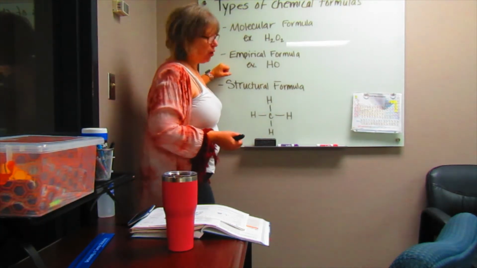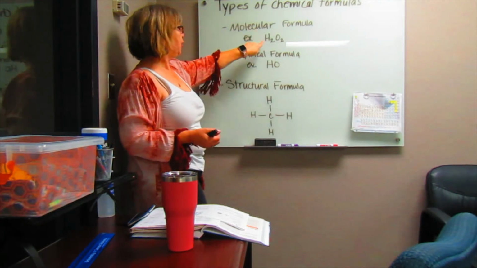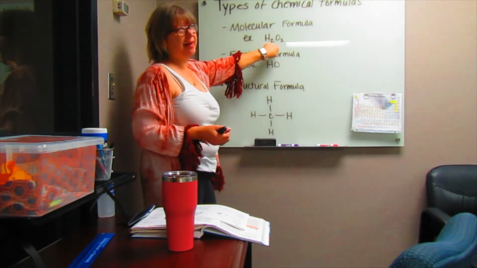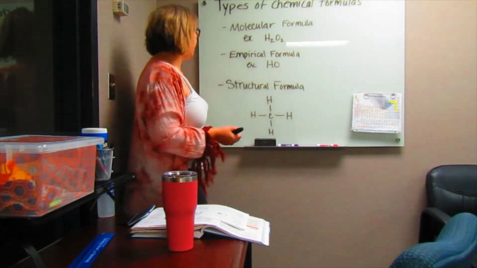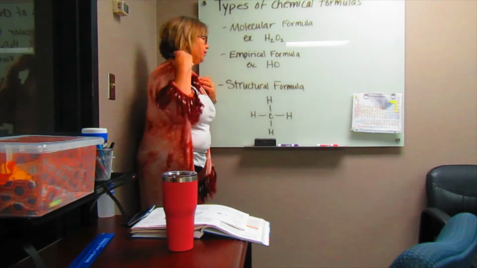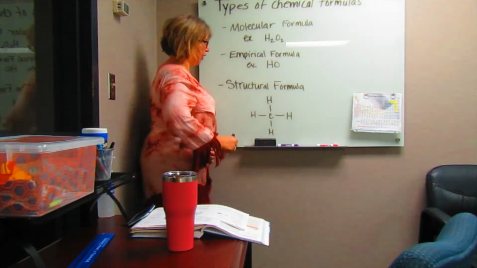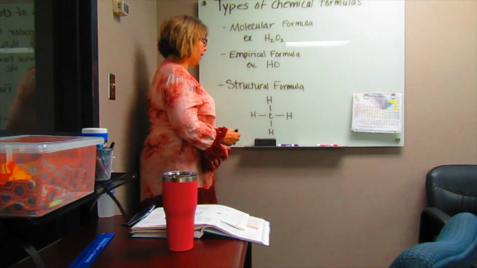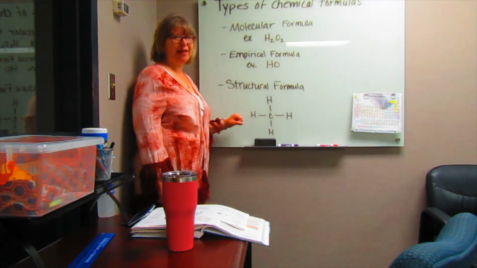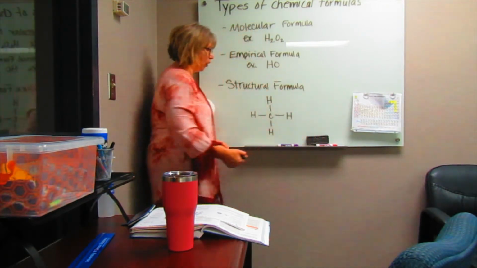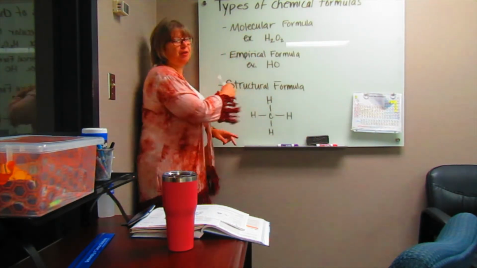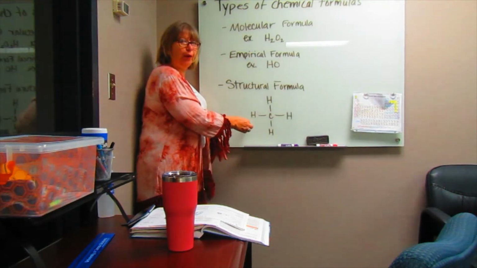Okay, so your molecular formula for hydrogen peroxide is H2O2. The empirical formula is HO. And then we have our structural formula. This is something that we will get into in more detail in lab, but this is CH4, and so this would be the structural formula for CH4. We're not going to go into too much detail on this, I just wanted to show you what it looked like.